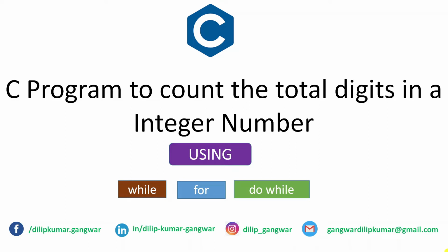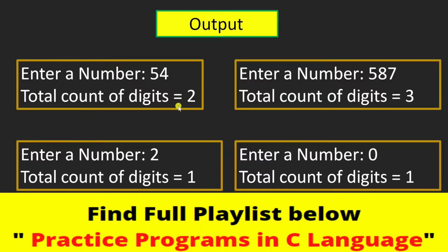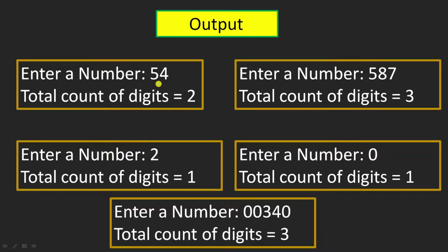So let's move forward and understand what the question is saying. These are the sample outputs, and let's understand this. When we run our program, our output screen should ask "Enter a number". So let's say we entered 54. 54 has how many digits? It has 2 digits, so your answer should come as 2.